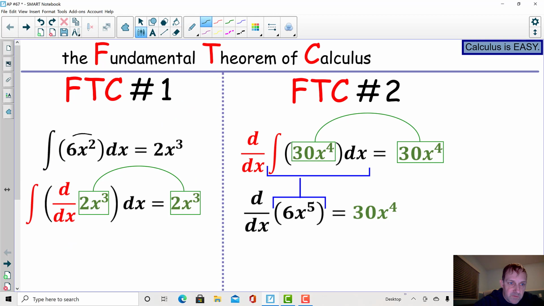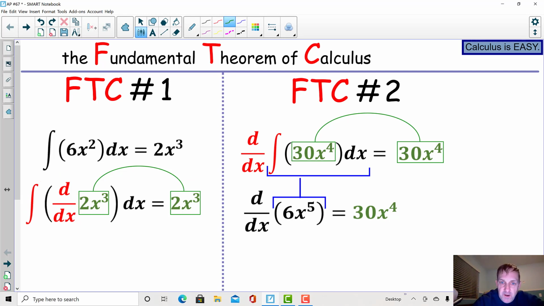Of course, you could just use the power rule to do this. The x squared would become x to the third, and then you'd have to divide by 3. Don't forget the 6 in front of it. This would also give you 2x to the third. So you can use the power rule, or you can use the fundamental theorem of calculus that basically says the integral of a derivative cancels. So this kind of cancels out, and you'd be left with 2x to the third.